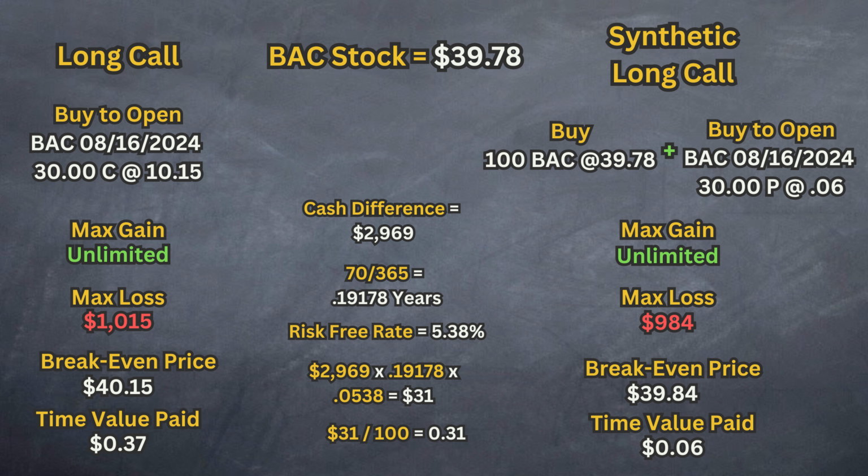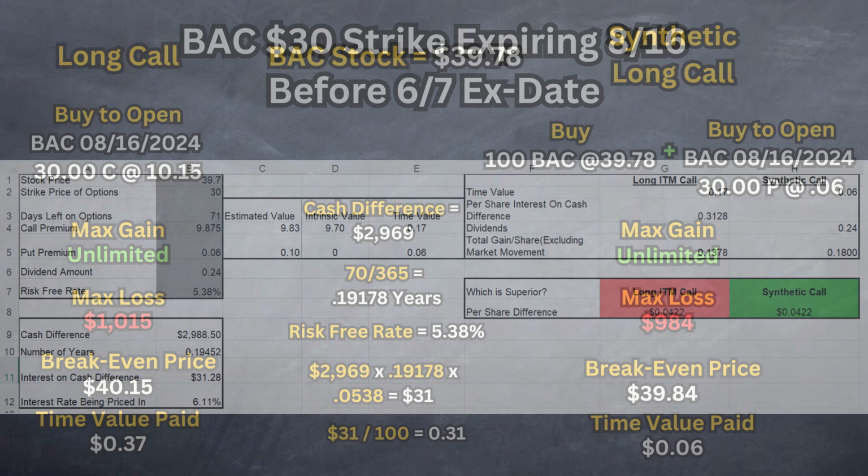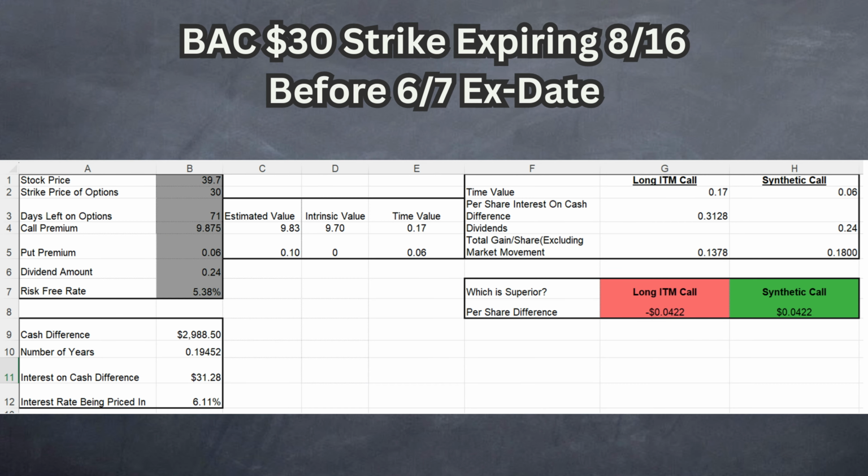Now that you have an idea of how the spreadsheet and put-call parity function, let's use the spreadsheet for its intended purpose and look at the numbers one day earlier, the day before the X date. For the option quotes, I'm using the midpoint, and based on that information, the spreadsheet says the synthetic call will outperform the long call by about 4 cents.